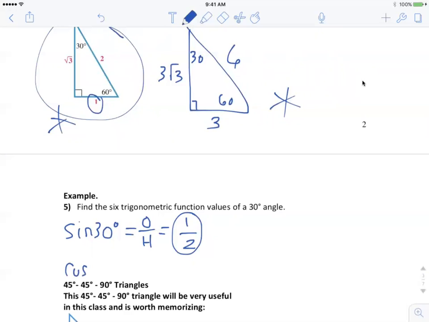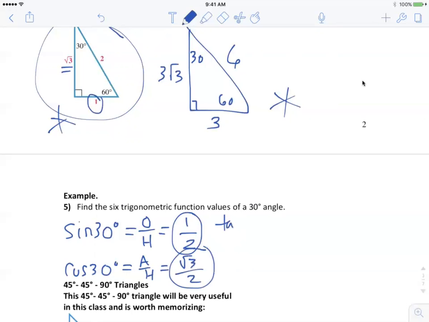How about cosine 30? Adjacent over hypotenuse. Adjacent is root 3. And hypotenuse is 2, right? Root 3 is right next to that 30-degree angle. Okay. Cosine of 30 is always root 3 over 2.